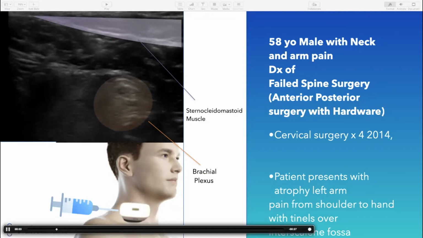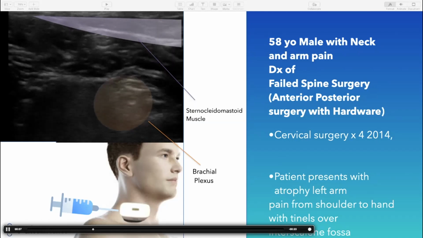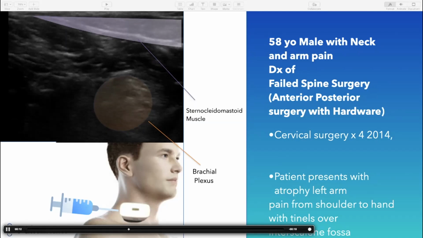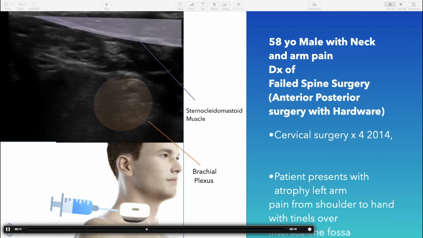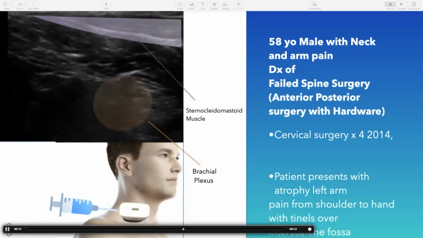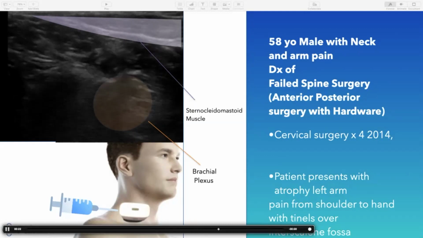Okay, and here you see the ultrasound movie, and there is a needle right here coming in, and it's getting right above the plexus, perforating that fascial sheath around the muscle and injecting.